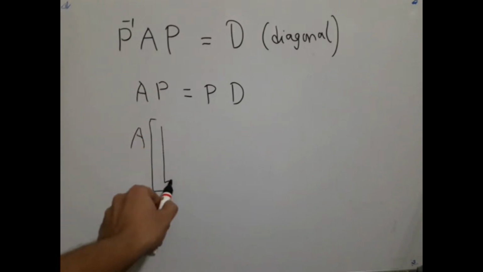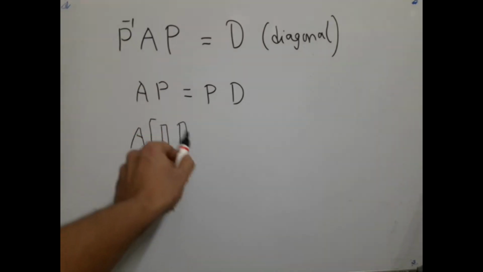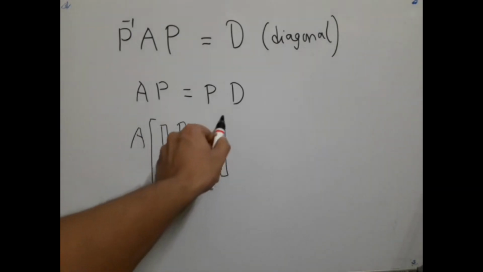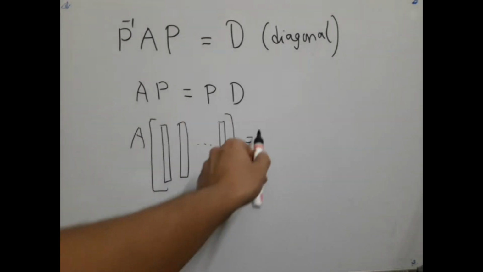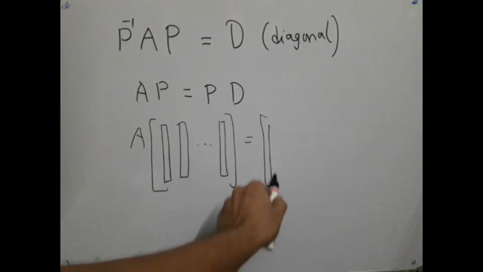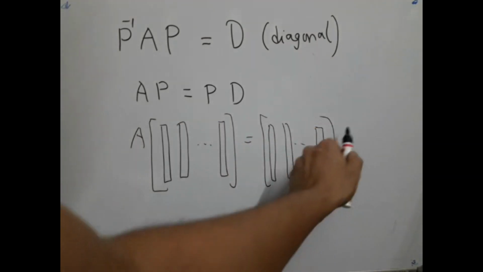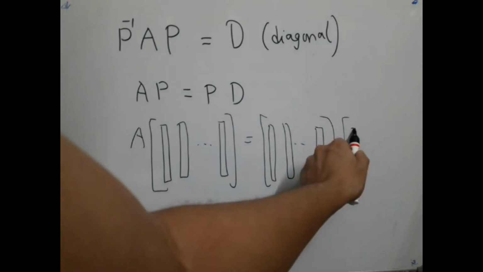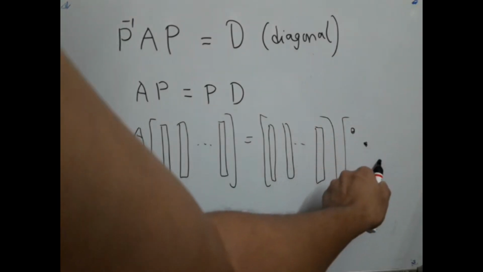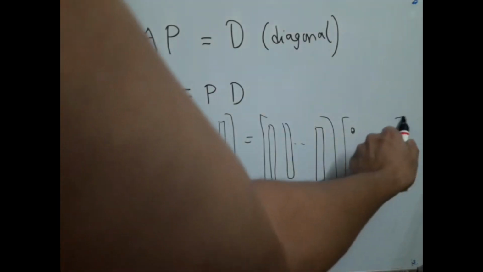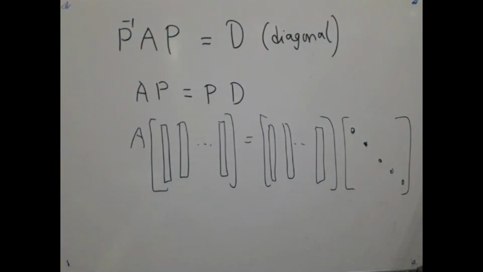So, first column, second column, and so on up to the last column, and then P here again is the same matrix: first column, second column, the last column, and D consists of one number here, another here, another here, another here, etc. Now when you do the multiplication, you will see what the first column is here.